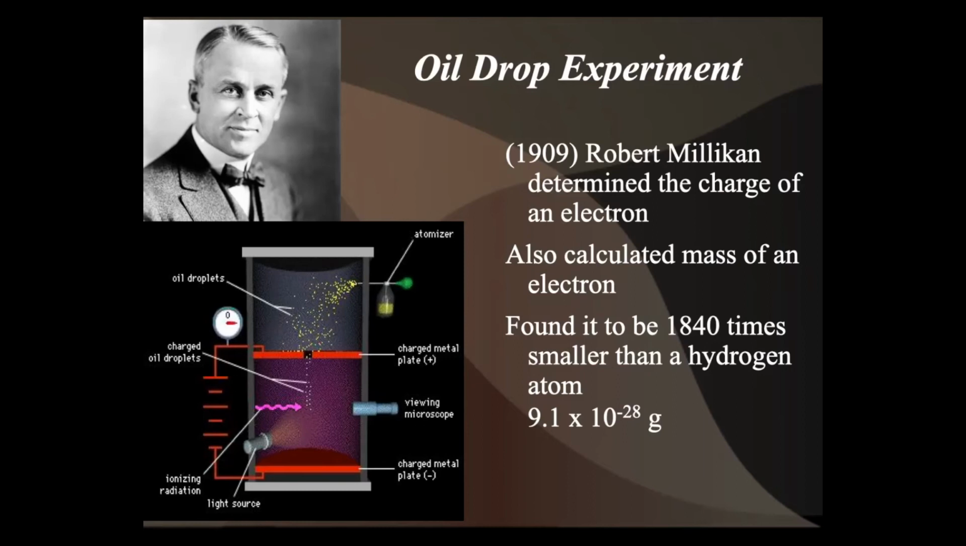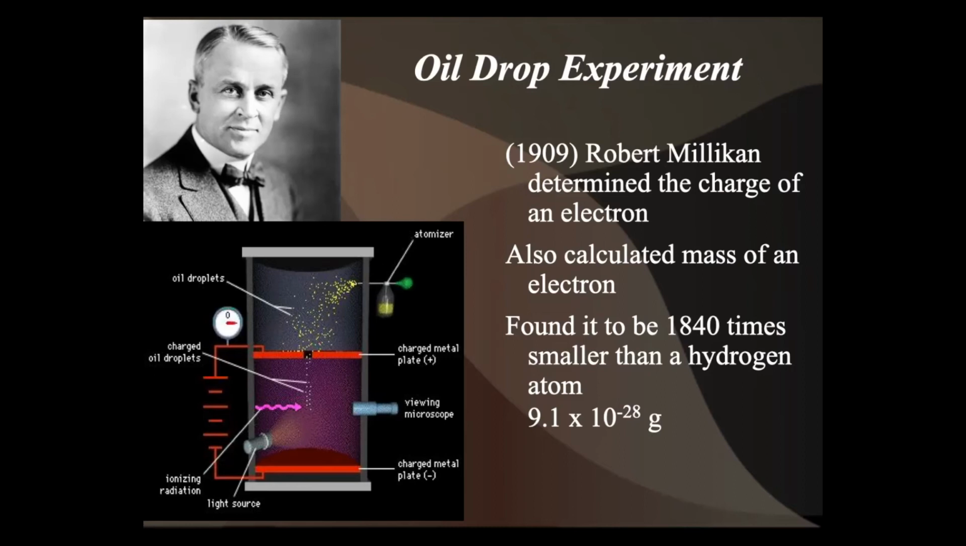And then Robert Millikan got an exact mass and exact charge of the electron. And he found it to be 1840 times smaller than a hydrogen atom. It's almost 2,000 times smaller than the smallest atom. And he got the mass of it, and he did that based on this experiment right here.